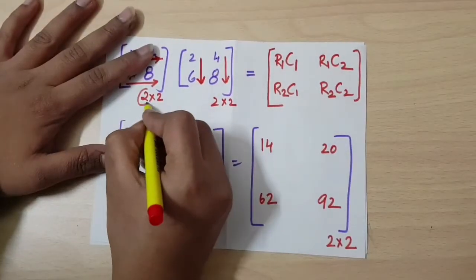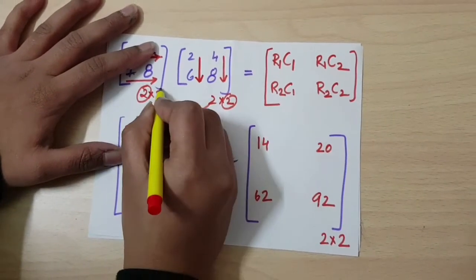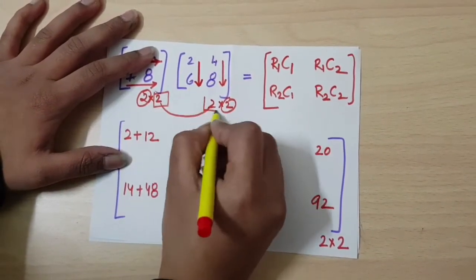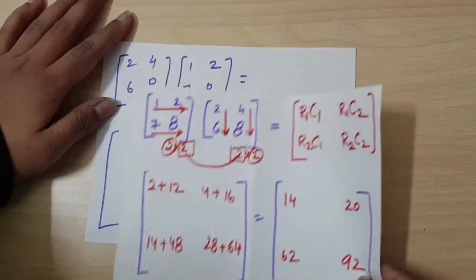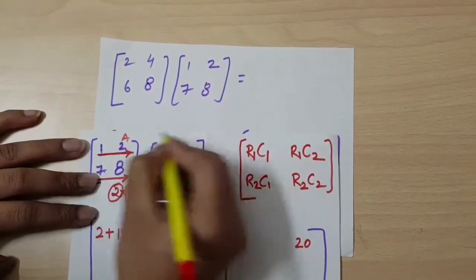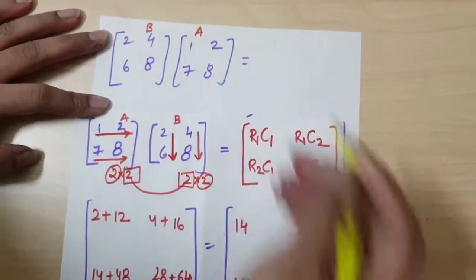Now, the resultant matrix will be of the order 2 by 2. And since 2 and 2 are equal, matrices can be multiplied. Now, if we consider this as A and this as B, let's just see what B multiplied by A gives us.